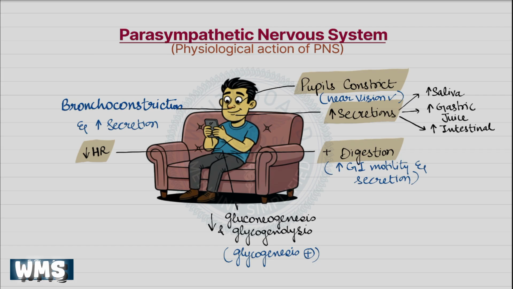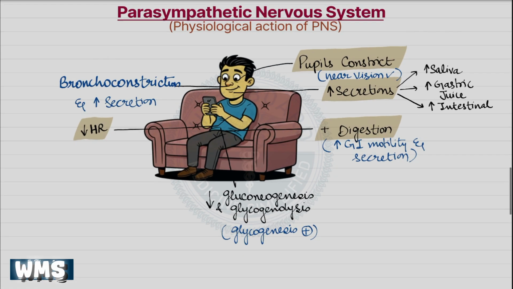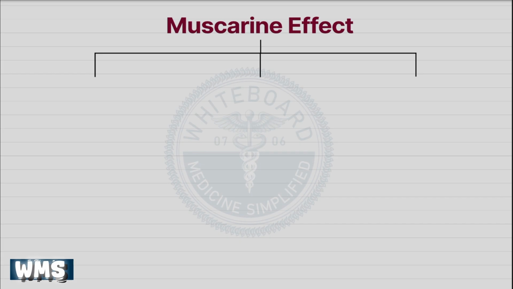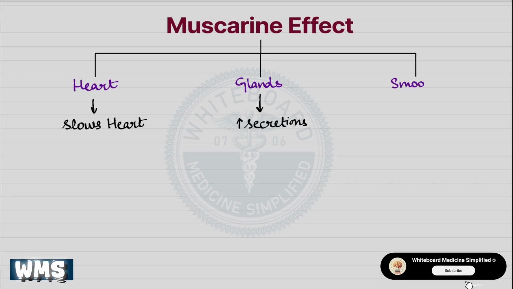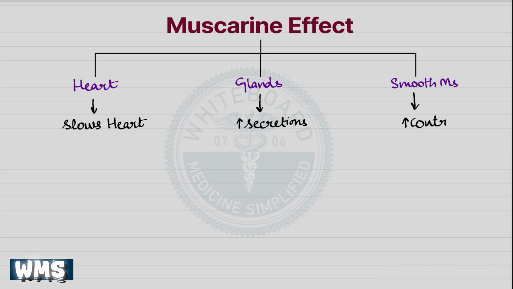But before we go into subtypes, I want to briefly summarize the overall muscarinic response in the body. If we look at it broadly, there are three major effects. First is on the heart, where parasympathetic stimulation slows the heart. Second is on the glands, where it increases all the secretions. Third is on smooth muscles, where it causes contractions. So, the big three parasympathetic responses are cardiovascular depression, increased secretions, and smooth muscle contractions.